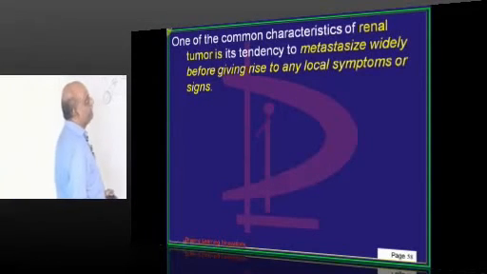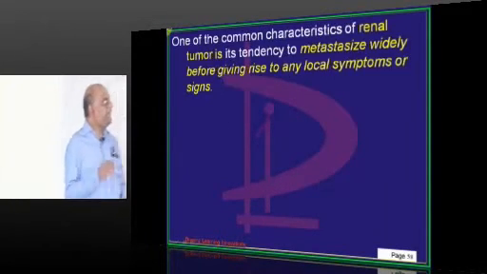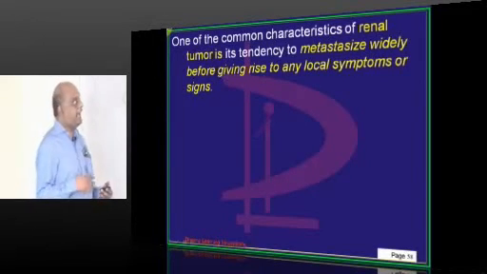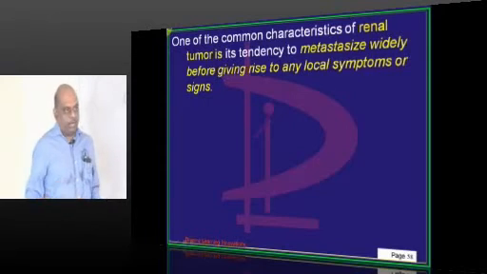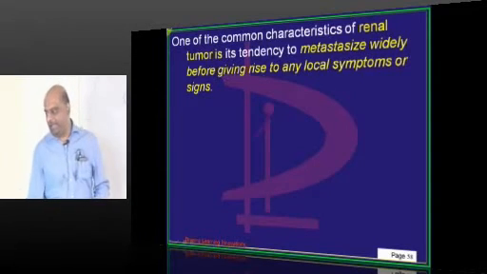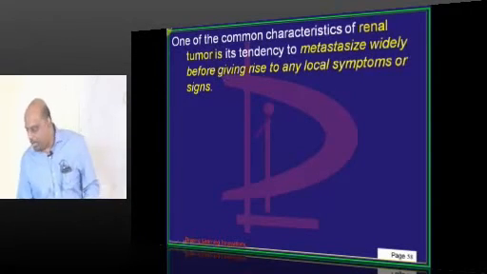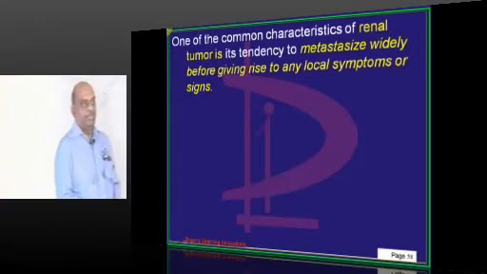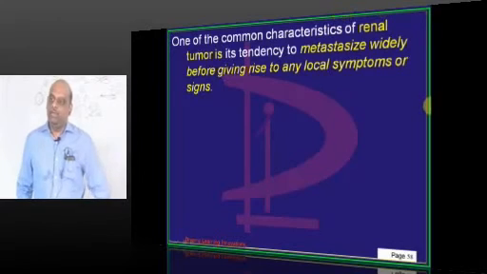Then one special thing about renal tumor, what is it? By the time the local symptoms of renal cell carcinoma arise, metastasis will already have occurred. So that is the unfortunate thing about renal cell carcinoma.